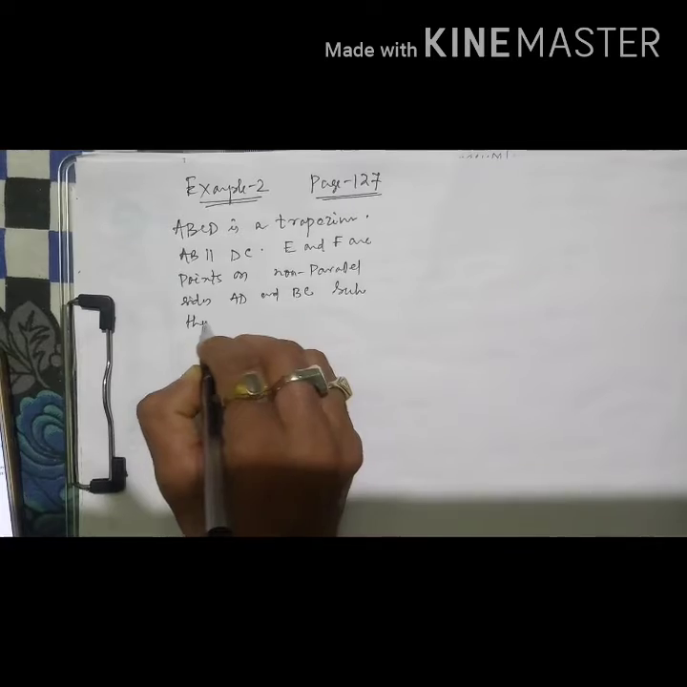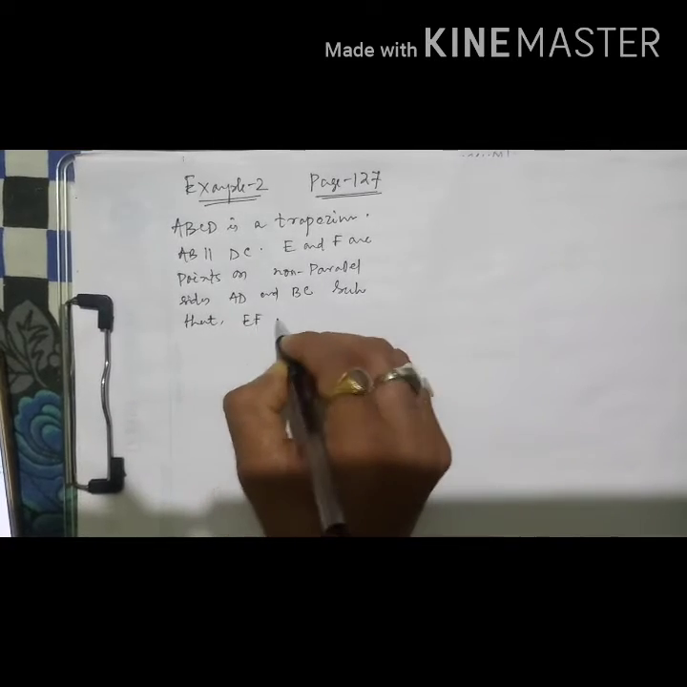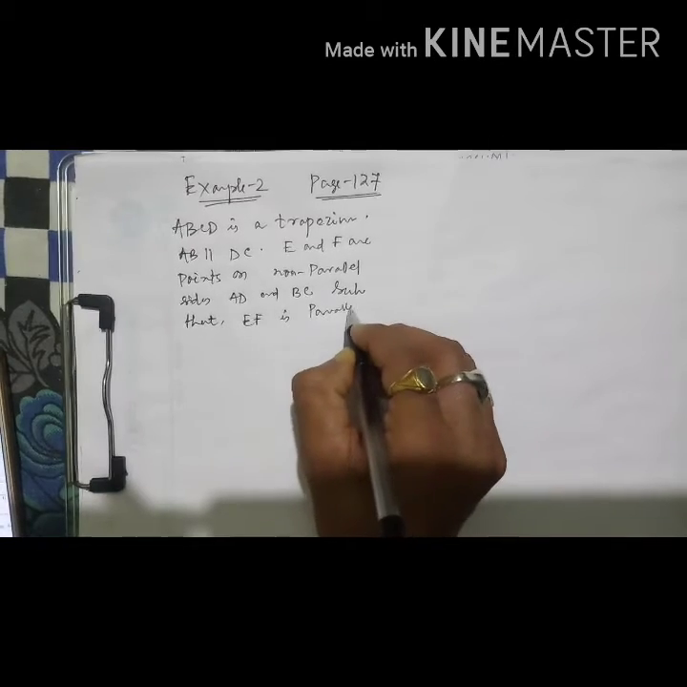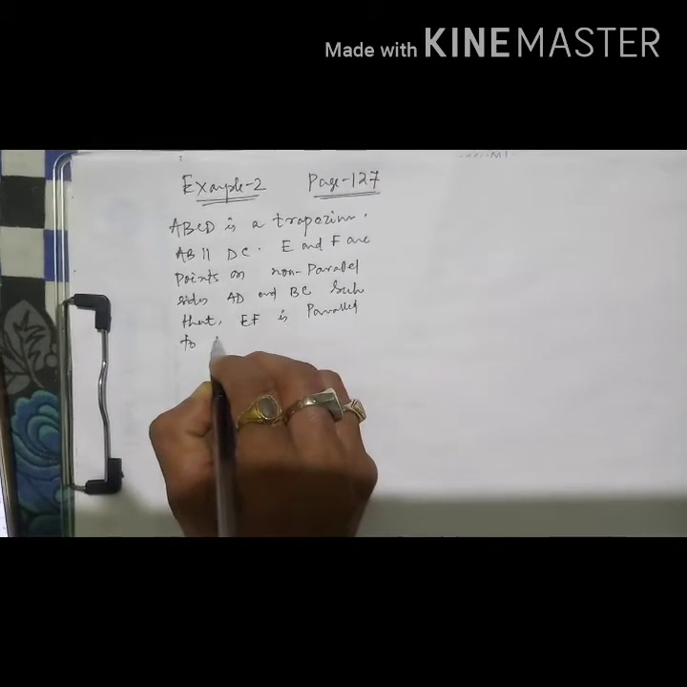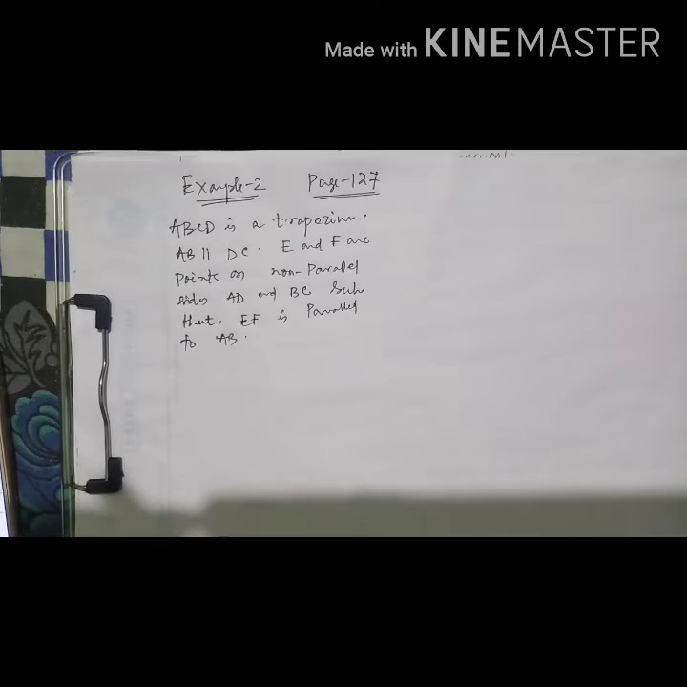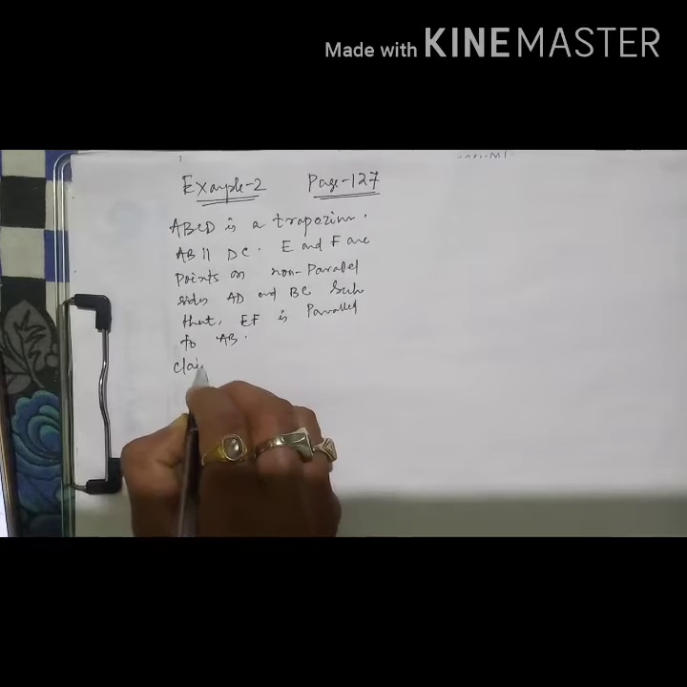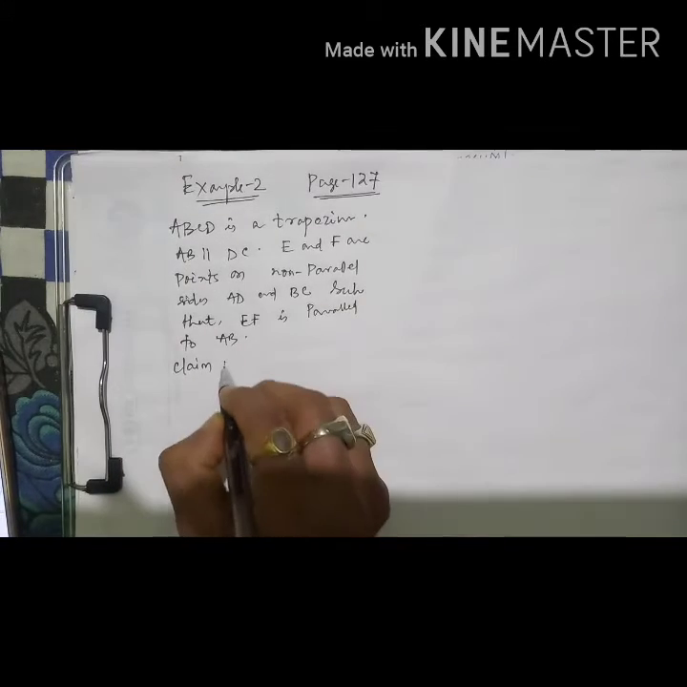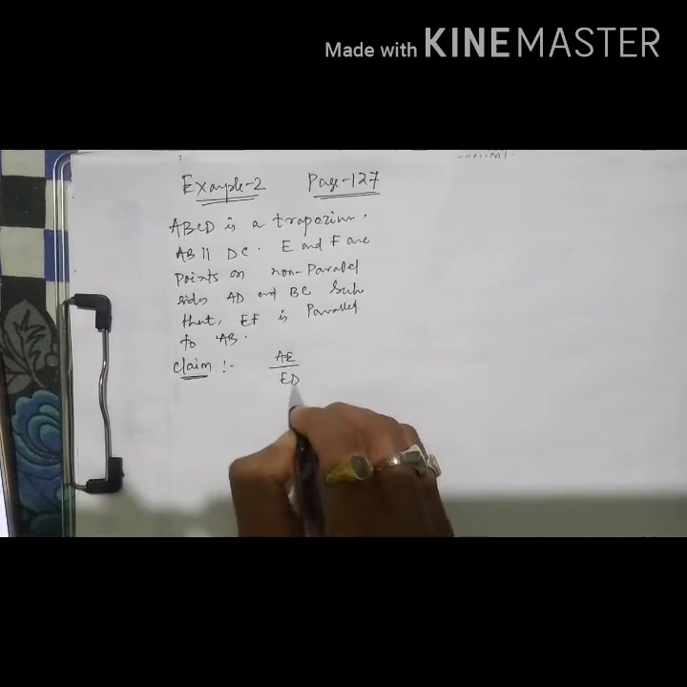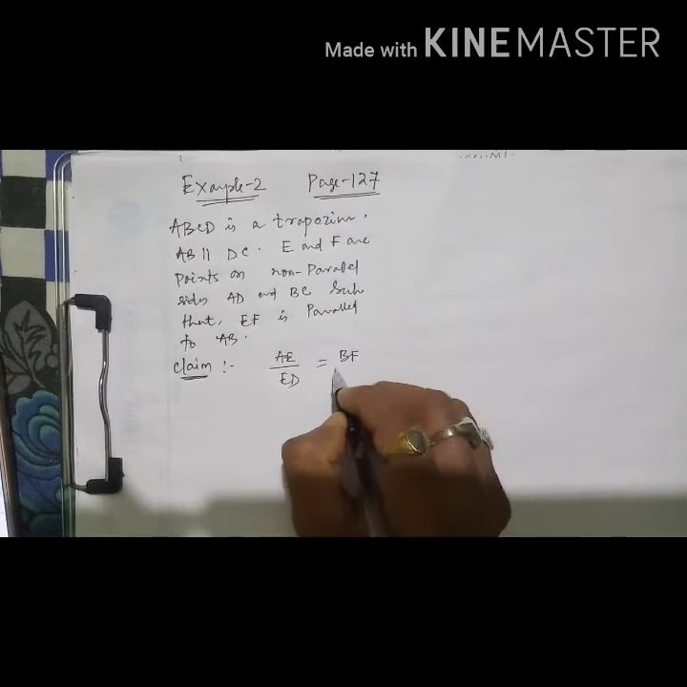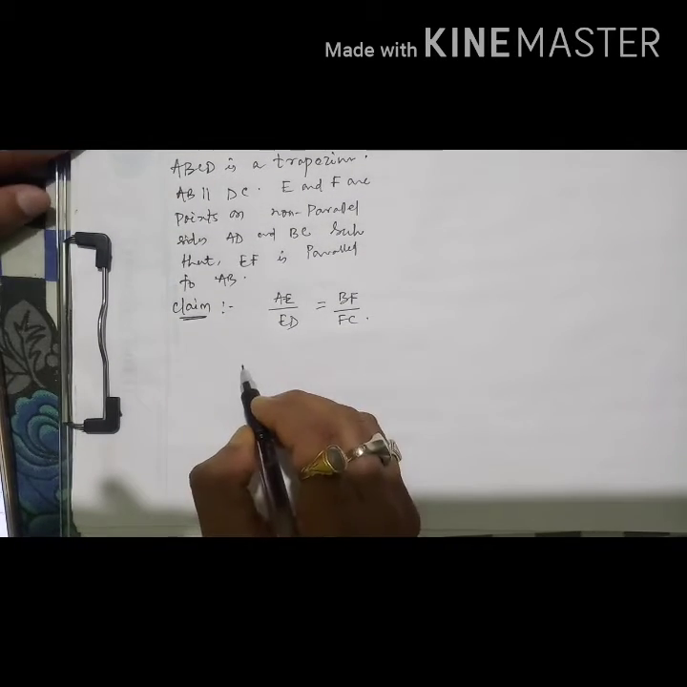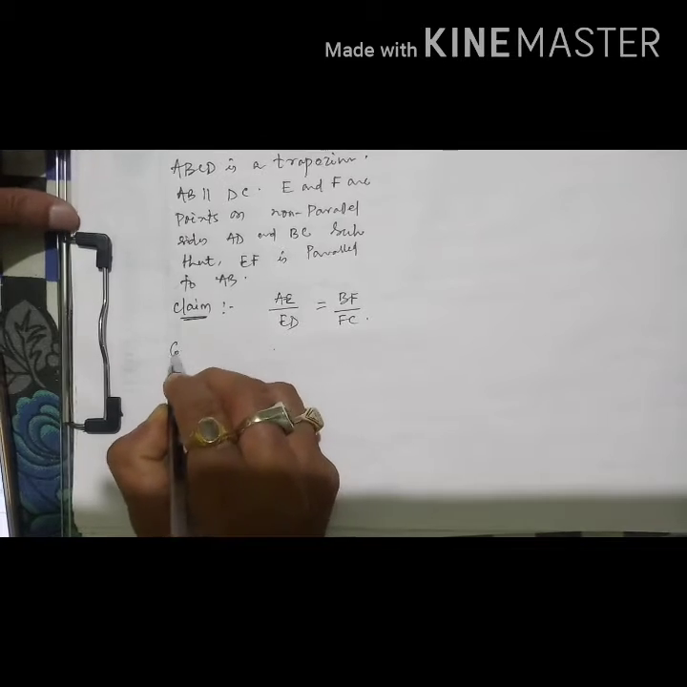such that EF is parallel to AB. Okay students, and you have to show that AE by ED equal to BF by FC. Clear? Now the diagram here is the given.